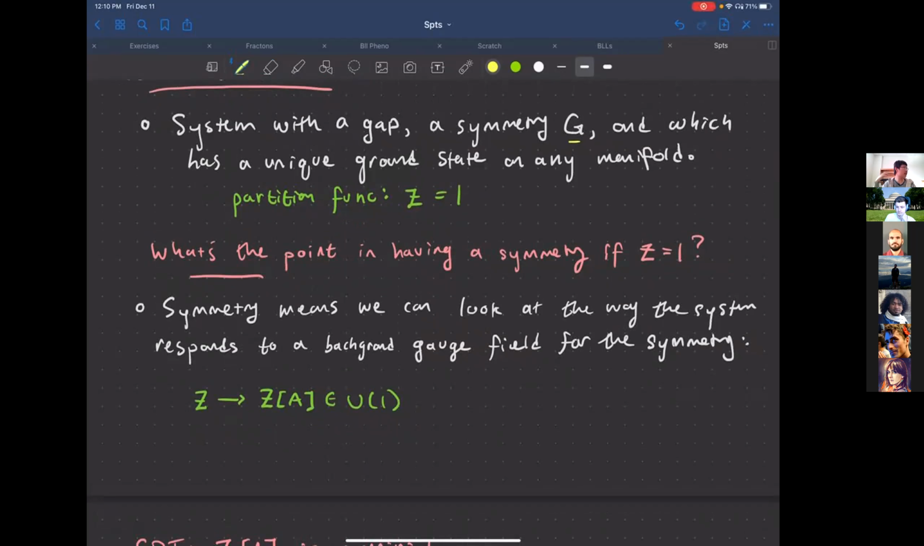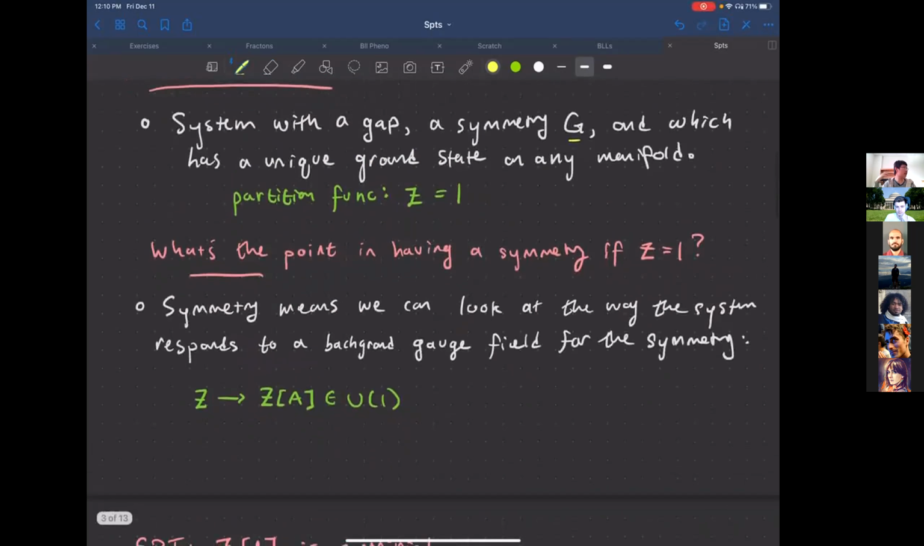So what that means is, if I have some symmetry, then I can couple my system to some gauge field A for that symmetry, and I can look at the partition function in the presence of that gauge field. If my symmetry, for example, is U(1), then I would look at some term where I take the current for the symmetry and couple it to some field like this. And then I would study what happens to the system in the presence of this background field.